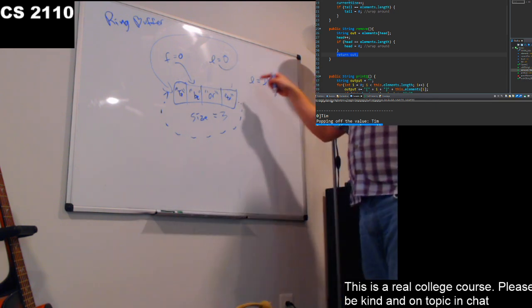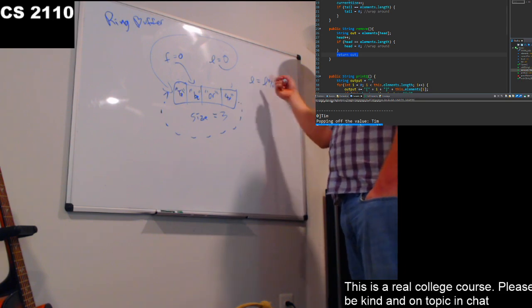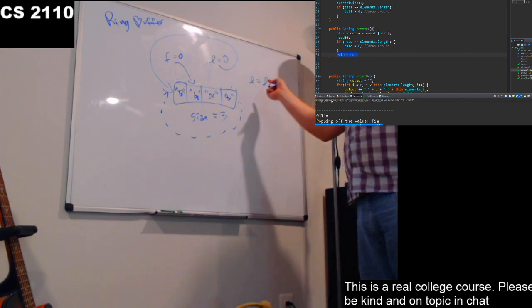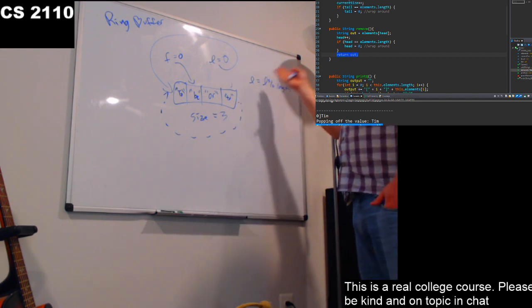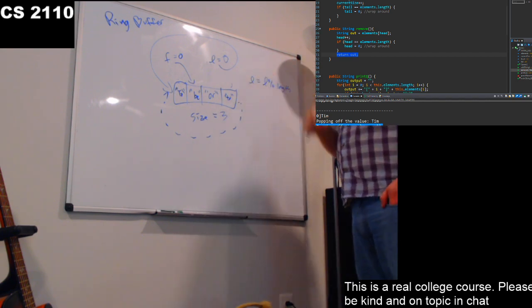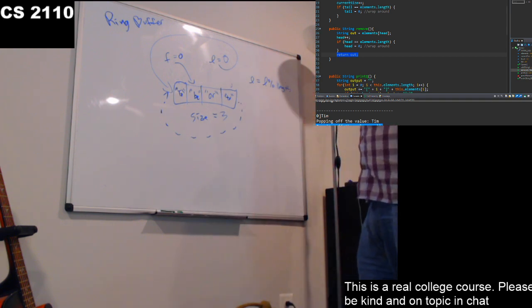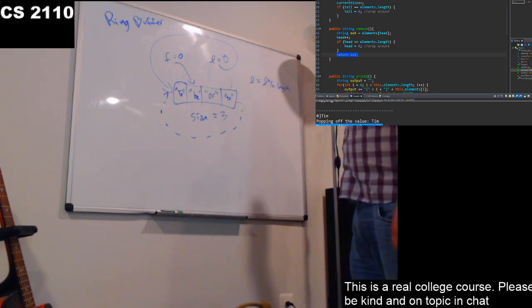And if L was 4, well, 4 mod 4 is 0. So I would get index 0. If L were anything less than 4, then L mod 4 would just be whatever L was. That's another way to think of it. We wrap around.